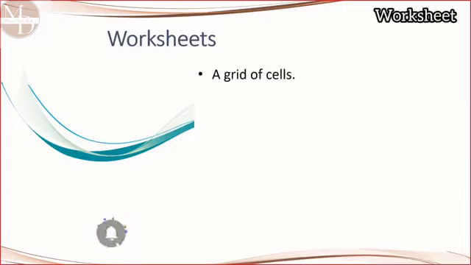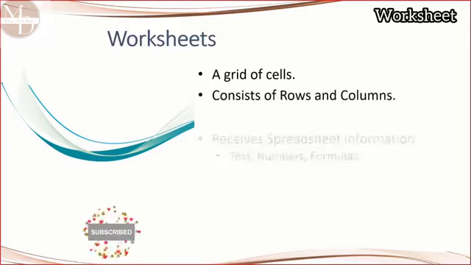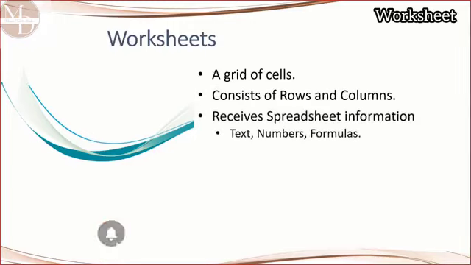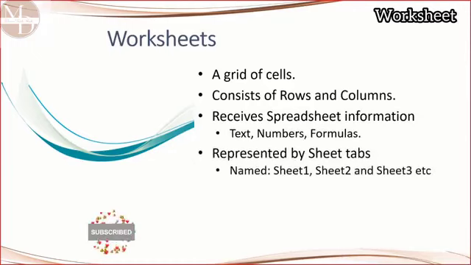Going further, what's a worksheet? A worksheet is a grid of cells which consists of rows and columns. A worksheet receives spreadsheet information like text, numbers and formulas. A worksheet is represented by a sheet tab. As you can see, you will see Sheet 1, Sheet 2, Sheet 3, as many as possible.